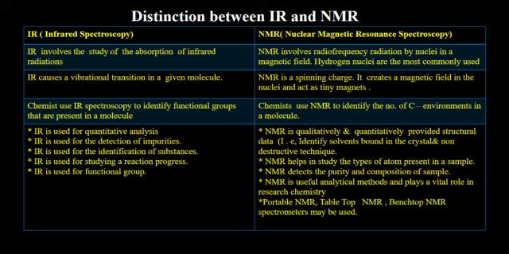NMR helps in studying the types of atoms present in a sample. NMR detects the purity and composition of a sample. NMR is a useful analytical method and plays a vital role in research chemistry. Portable NMR, tabletop NMR, and bench NMR spectrometers may be used.